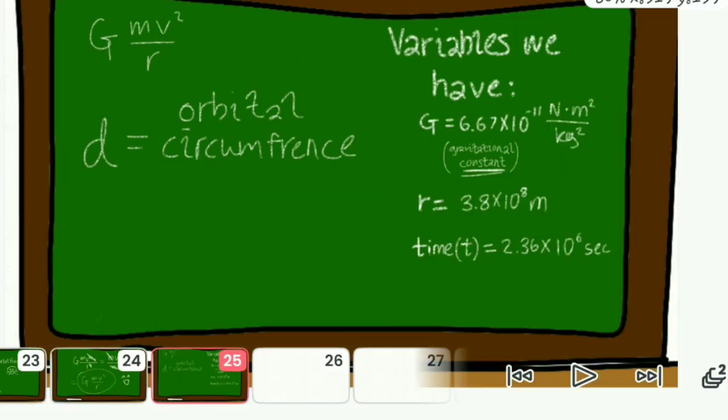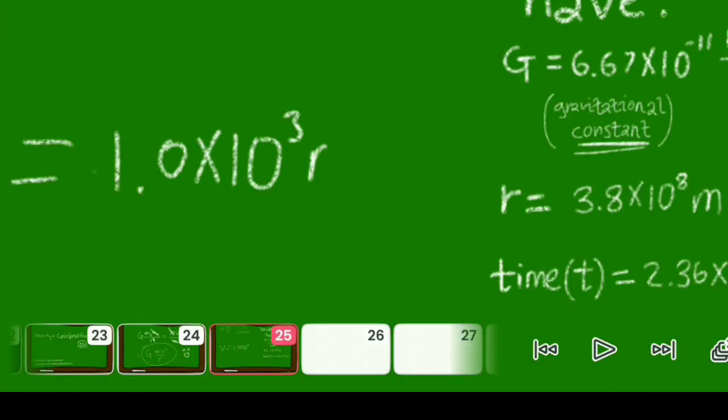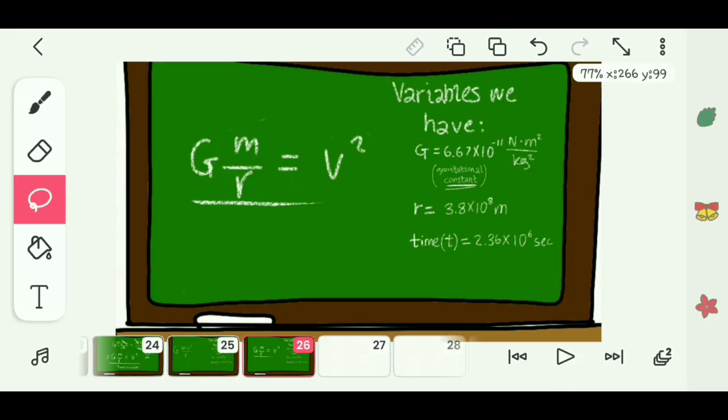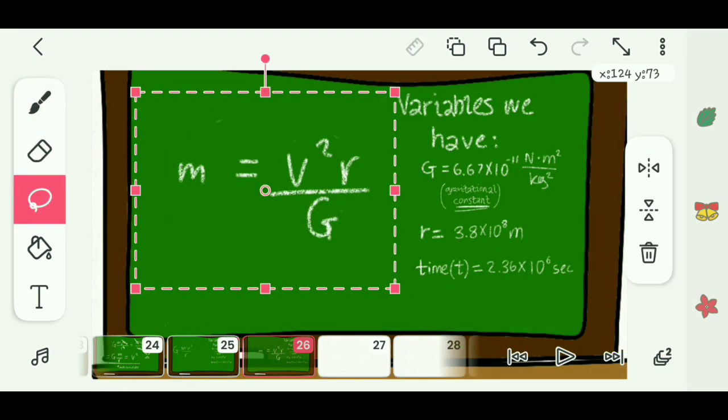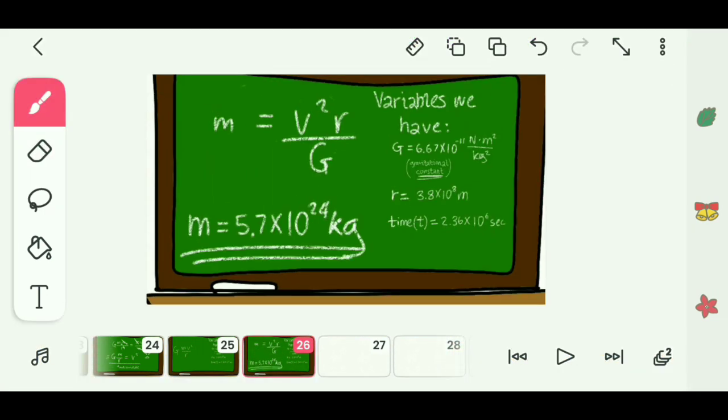If we find our orbital distance and solve for speed, we'll get 1.0 times 10 to the power 3 meters per second. Now let's go back to our equation and solve for mass. Amazing, right? So go out there and tell all your friends and family that you know how to find the mass of the Earth without lifting any more than a pen.